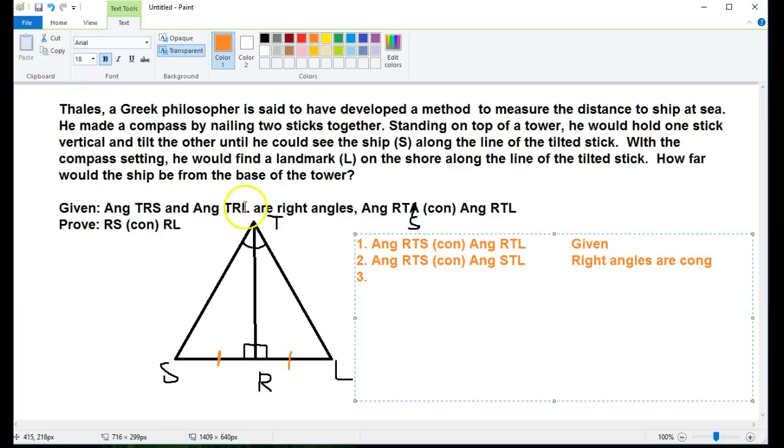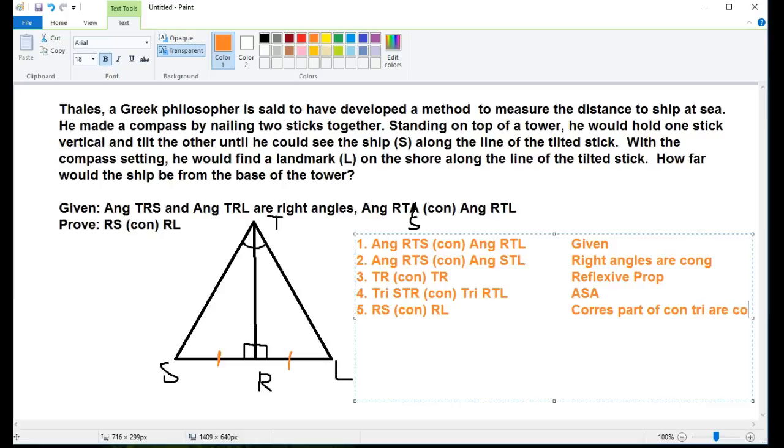After this, we have two angles. So we're going to have to use one of the two double angles theorem. We don't know about TL or TS, or we could do TR and TR. Well, we know TR and TR are congruent because they're the same. So we could say that TR is congruent to TR, and that's because of the reflexive property. So then now we could say that these two triangles are congruent. So triangle STR is congruent to triangle RTL, and that's from ASA. And then finally RS is congruent to RL, and that's because of corresponding parts of congruent triangles are congruent.